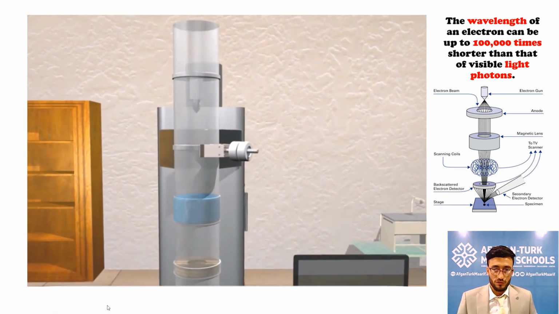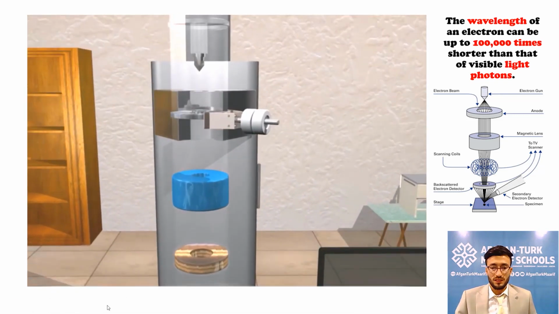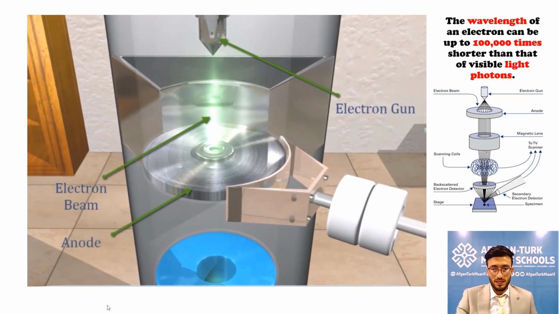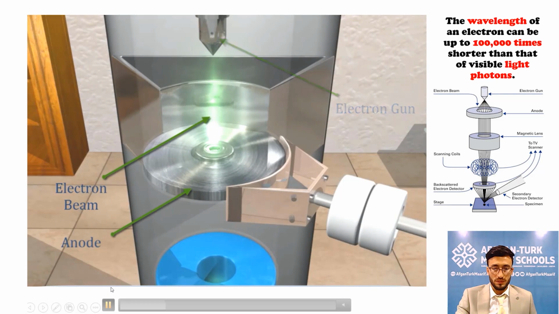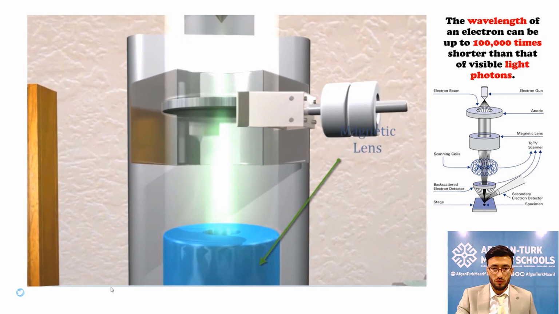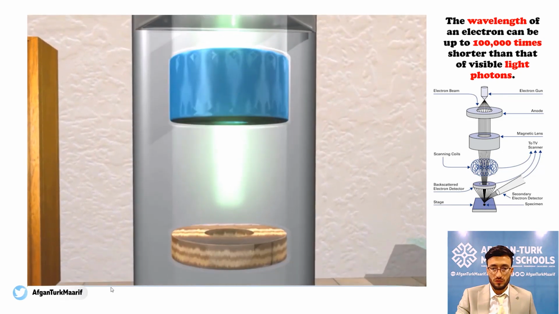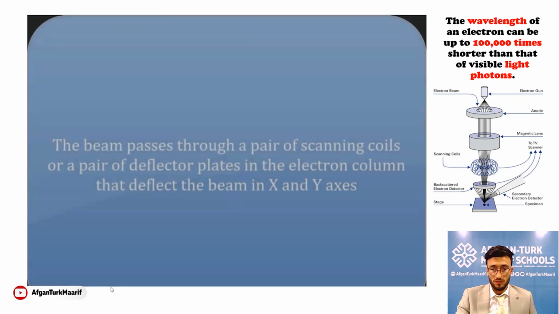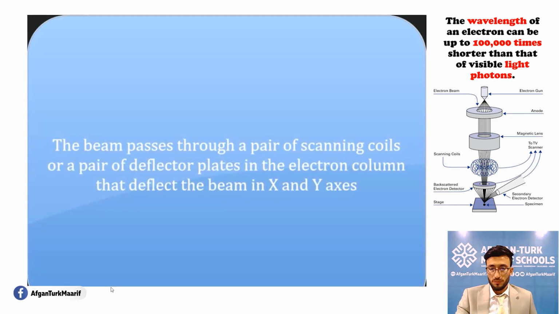This is an electron microscope. At the top you see that electrons are produced by the electron gun. Then they pass through the anodes. As you know, electrons possess a negative charge, so it is easy to lead them toward the sample that is located on the stage. The beam passes through a pair of scanning coils and a pair of deflector plates in the electron column that deflect the beam in X and Y axes.